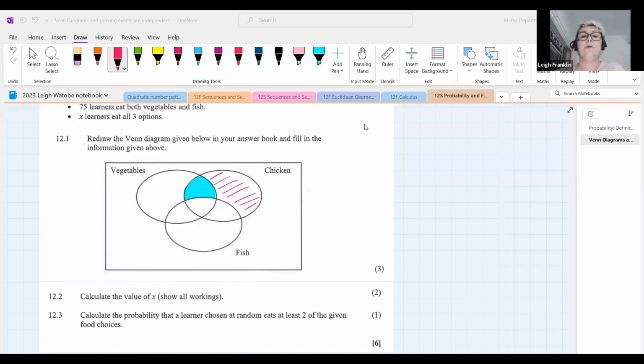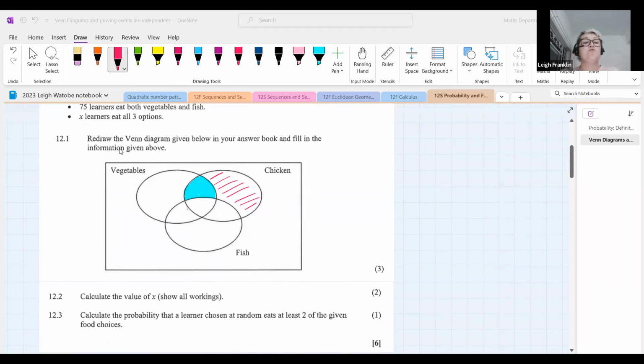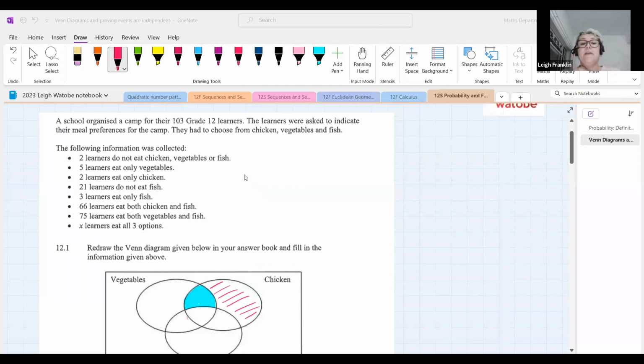what would happen to people that do not eat chicken or fish or vegetables? Where would their information go? Okay, so outside the... There we go, iPhone 2. In the box, but not in the circles. That's it. So in the box, but not inside the circles, not inside the events. Okay, well done. So you guys understand the different regions, which is really important to be able to answer these questions. The first thing that they want us to do is redraw the Venn diagram and fill in the information.